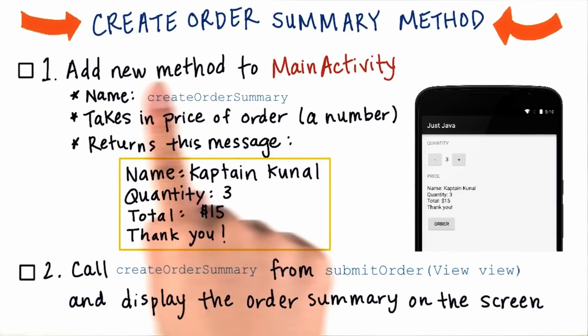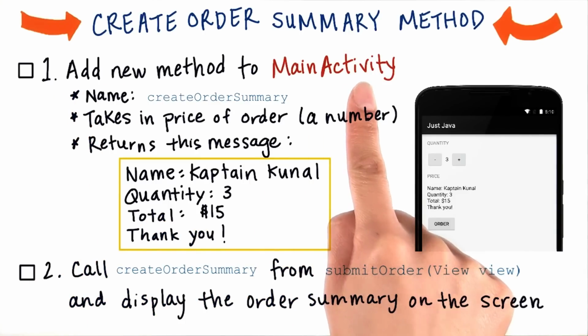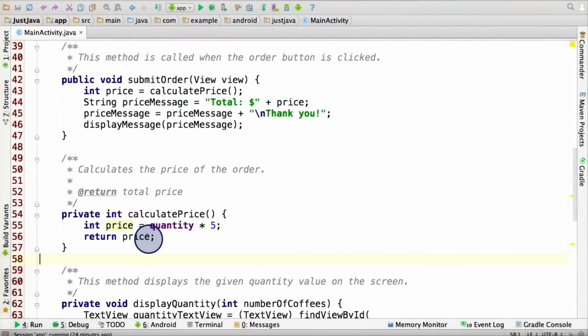Let's do the first step together of adding a new method to the main activity. You can pick anywhere in the file to add your method as long as it's outside of the braces of a different method. I'm just going to add it right below the other method we defined, which was calculate price.